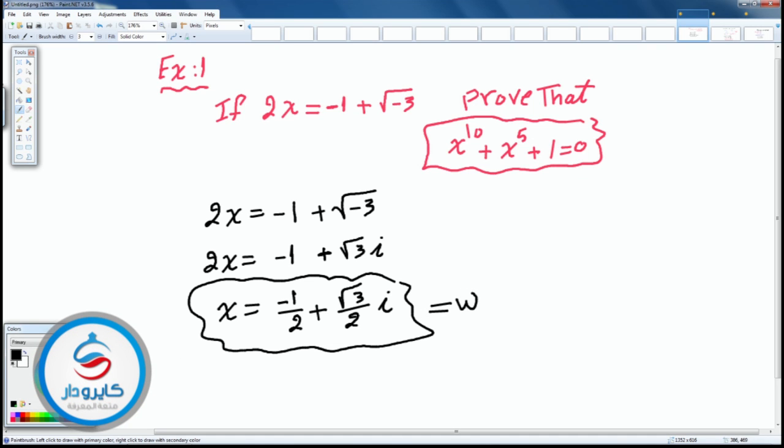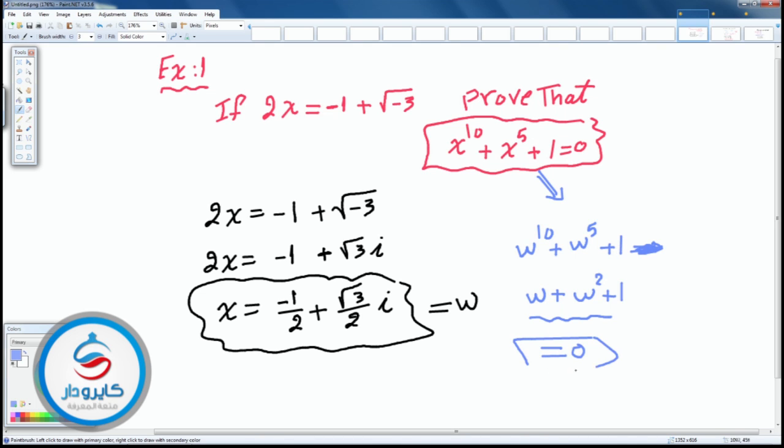So it could be omega. Now if we substitute omega, omega power of 10 plus omega power of 5 plus 1 equals 0. For omega power of 10, take omega power of 9 equals 1, so we have omega left. For omega power of 5, subtract 3, we have omega square left, plus 1. Finally, we get omega plus omega square plus 1. This is the rule that we had before. This is equal to 0.